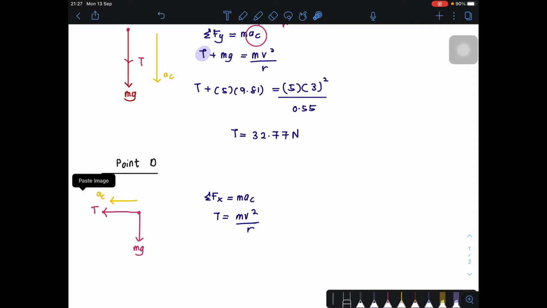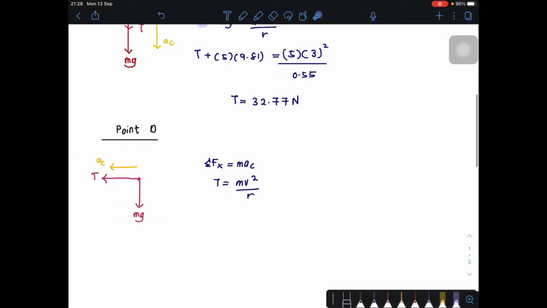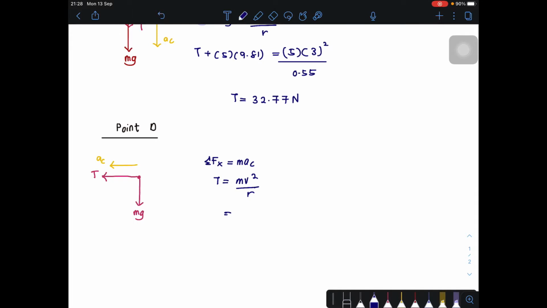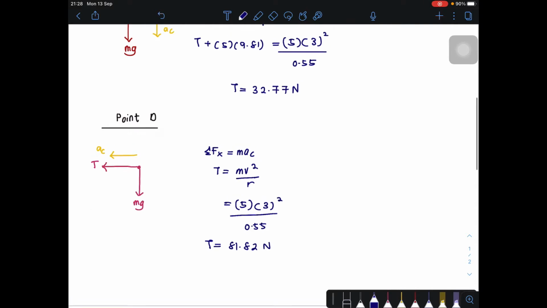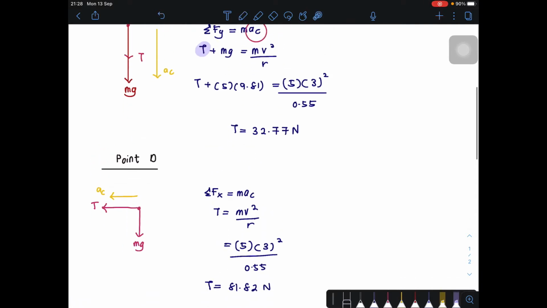Okay, so because tension is only on x-axis. So dekat x-axis kita hanya ada tension saja. Tidak any other forces. And then you will just masukkan here V3 square divided by radius, yang lain still sama. So tension at point D is equal to 81.82 Newton. Okay, so that one is point D.